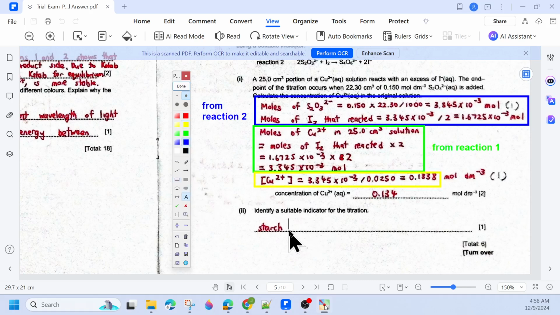Now, the last one: why is it starch? Please do remember, because it's iodine. The minute there is excess iodine, starch reacts with iodine to form a blue-black solution. There you have it. That's why the only suitable indicator cannot be anything else other than starch. With that being said, that is it for question 5 for the trial exam paper 4.